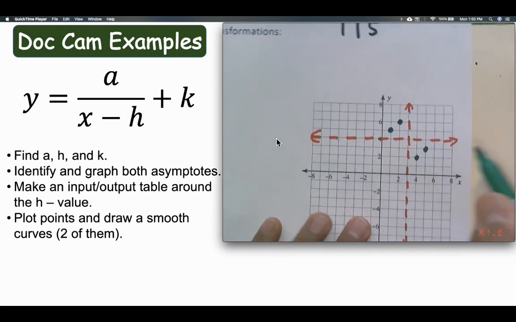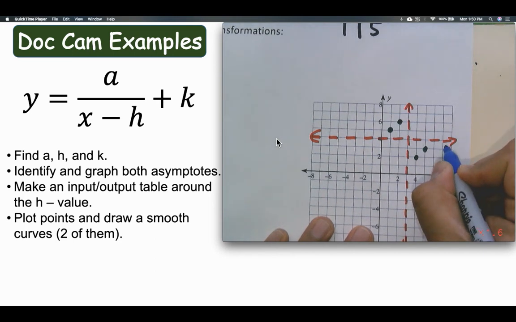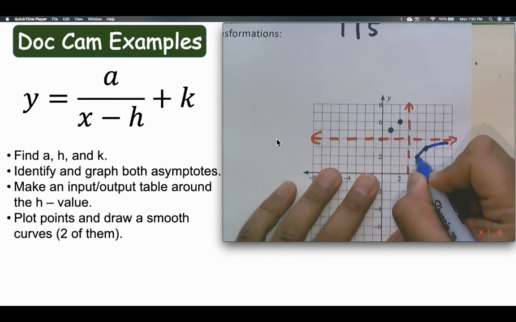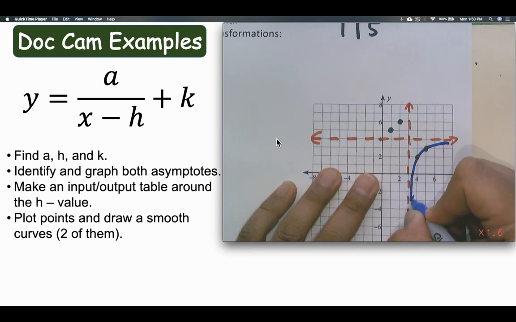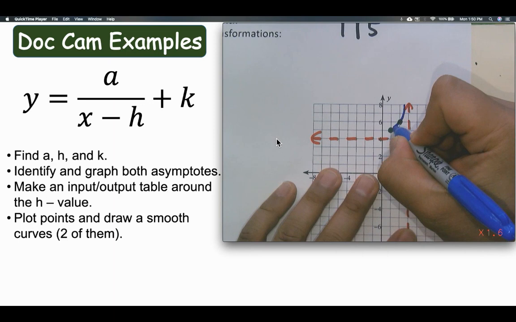And remember, when you connect these things, I'll connect it in blue. When you connect these things, start really close to your asymptote, so you go through both of the points and then get really close to your other asymptote. Okay, same thing here.